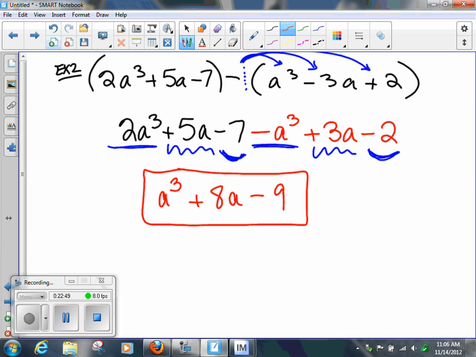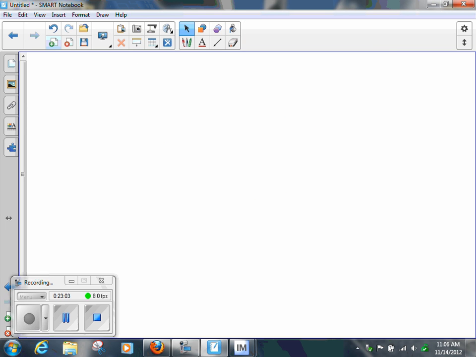When I'm dividing variables with the same base, I'm actually subtracting their exponents, yes. Okay? All right? But all I'm doing here was just subtracting like terms. Yep. All right. Here's another one.